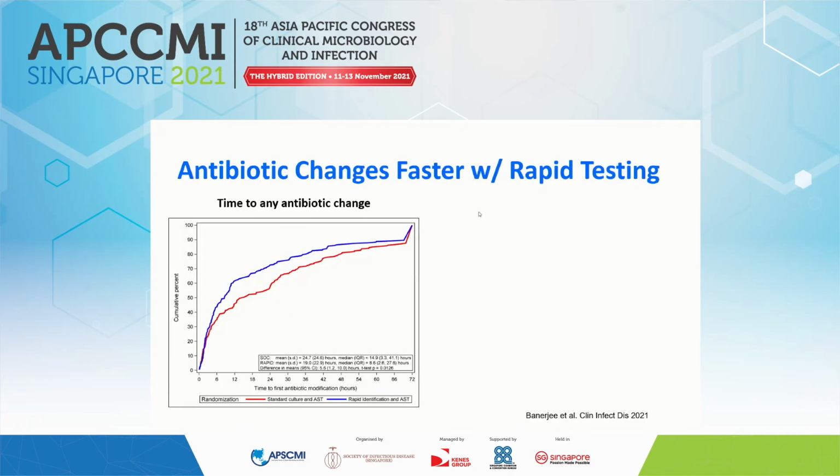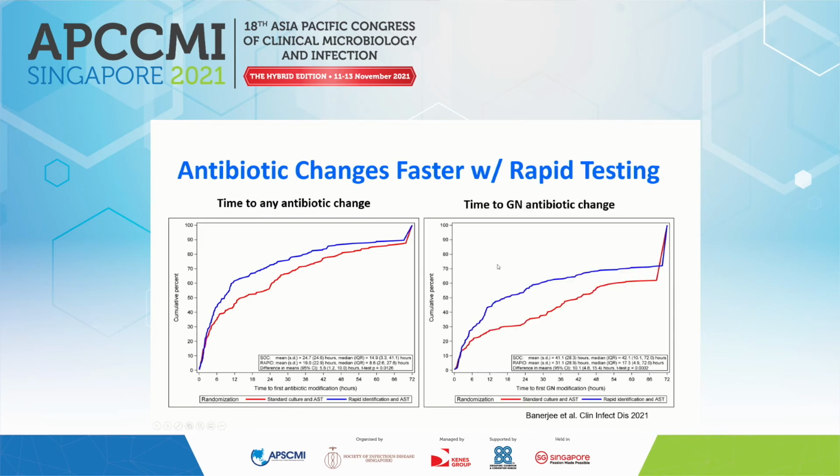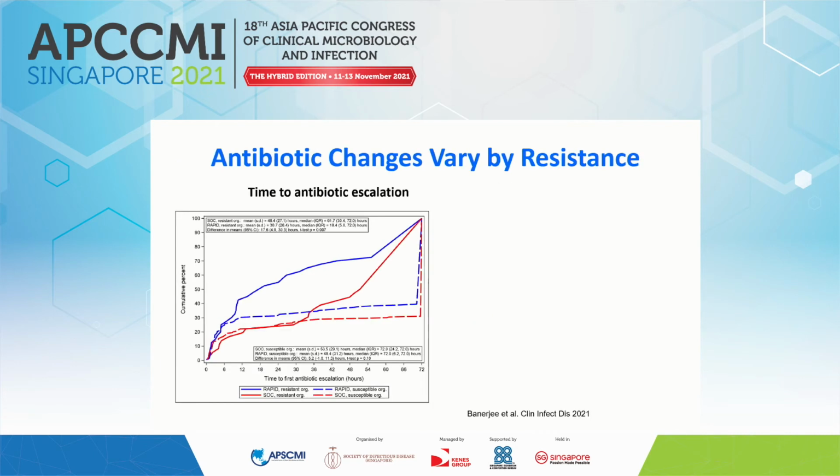But where we did see a difference was in antibiotic changes. So antibiotic changes were faster with rapid susceptibility testing. So in this graph, you just see the time to antibiotic change. This is any antibiotic change, and the rapid test is in blue. The standard of care is in red. So you can see visually that that's faster. And then if we take a look at gram-negative antibiotic changes, because after all, this is a gram-negative study. These patients at enrollment were known to have gram-negative bacteremia. You can see that that differential is even higher, that we see faster changes with the rapid phenotypic susceptibility testing.